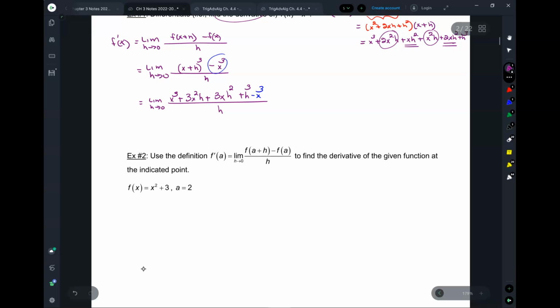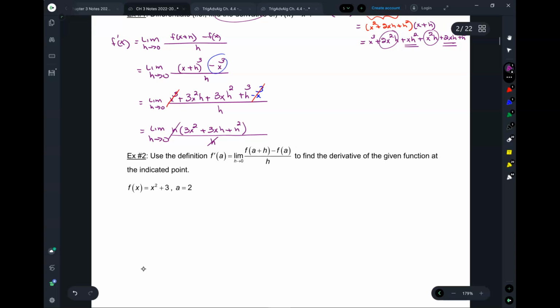Just like before, same black magic as before. Everything has to go away, including the h by the end. So look, x cubes cancel. So now I've got this. Okay, let's factor out an h: h times (3x squared plus 3xh plus h squared) over h. Wait, was the minus x cubed at the end already there? Yeah, it's this. Oh, right.